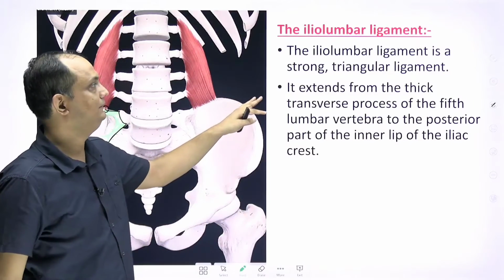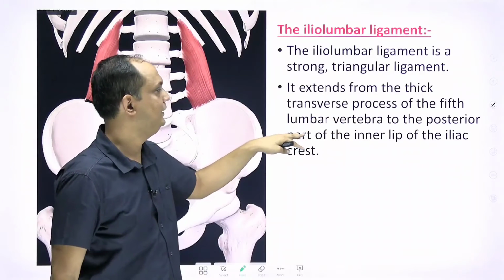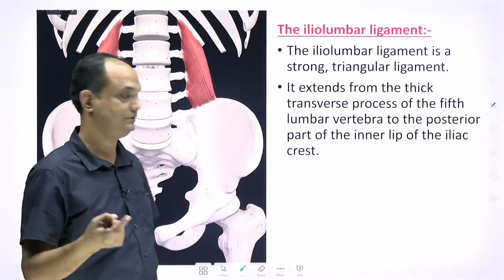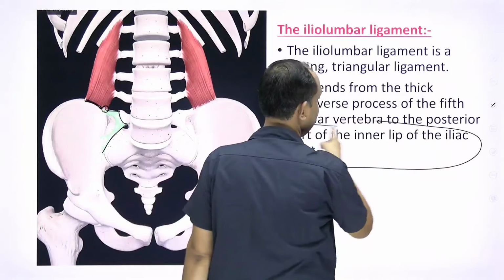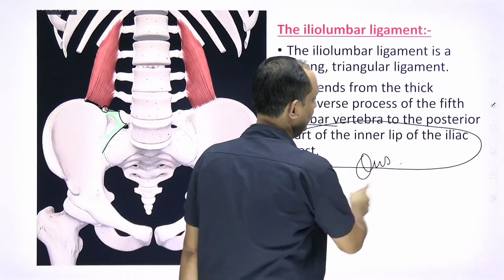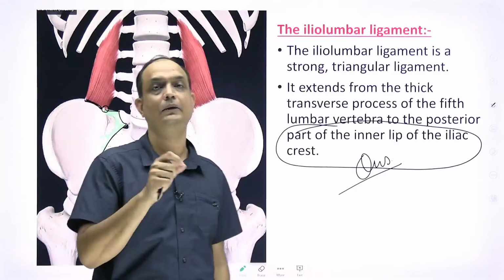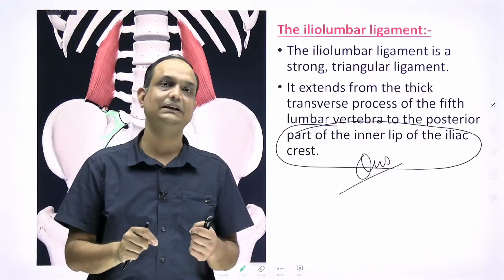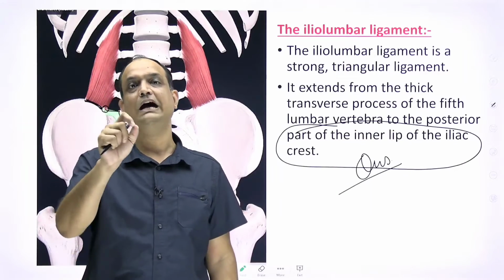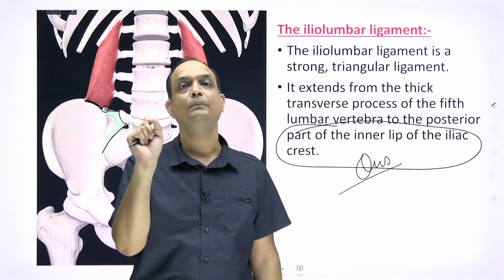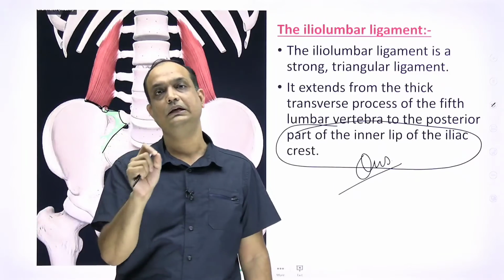So the iliolumbar ligament is a triangular strong ligament which extends from the transverse process of L5 to the posterior part of the inner lip of the iliac crest. So again here is a question, which you can reply from this slide: what is the attachment of the iliolumbar ligament on the hip bone? You have to understand that the iliolumbar ligament gives continuous origin of Quadratus lumborum. So you have to just mark the point behind the origin of Quadratus lumborum on the inner lip of the iliac crest.